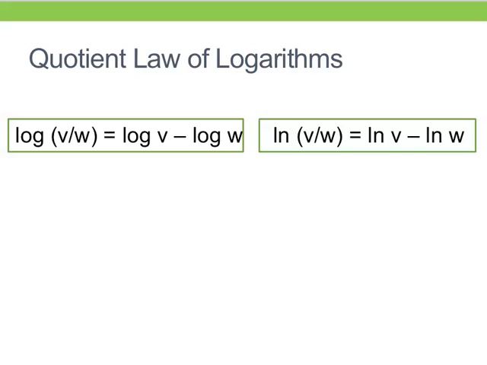Now the important thing to remember here that's different from product law: in the product law you can technically rearrange things because you're adding them. It doesn't matter which way you add them. But with the quotient law, it's very important to know that the one that's being subtracted is the one that was in the denominator. So in this case, we have v and w. W is in the denominator. So wherever log of w shows up, that should have a minus in front of it. Anything that's in the denominator should end up with a minus in front of it.